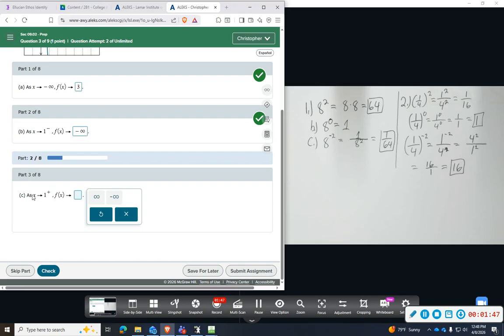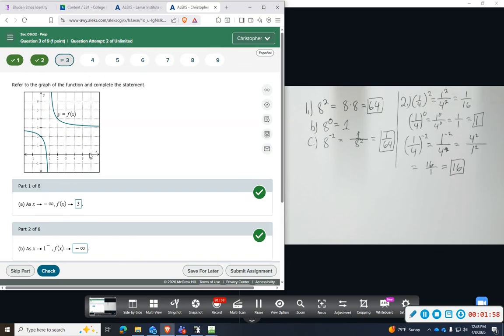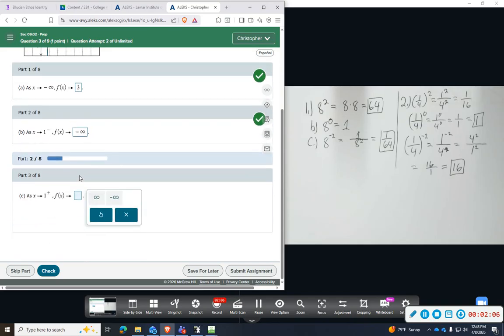Now this one says what is happening as x goes toward 1, and then the little positive up here says from the right side. So we're going toward positive 1, but we're coming from the right. So I'm coming toward positive 1 from this side. The graph this time is tracing and going up, up, up to positive infinity. So the y value is going to be positive infinity.